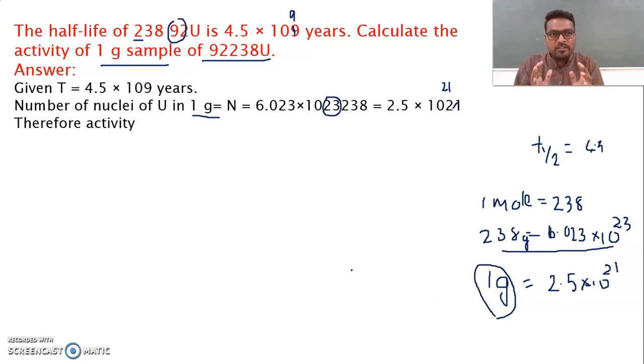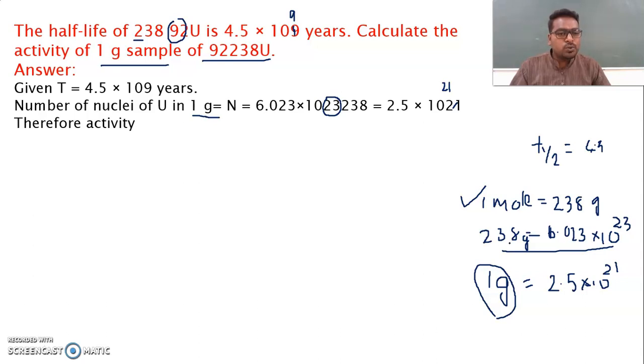Dear student, this problem is very simple. In this problem he has given the half-life and 1 gram of uranium sample. We have to calculate the activity of 1 gram of uranium. For that we have to express 1 gram as a number of atoms. With the help of the Avogadro number concept we can do it. We know the standard value that 1 mole of uranium is nothing but 238 gram.